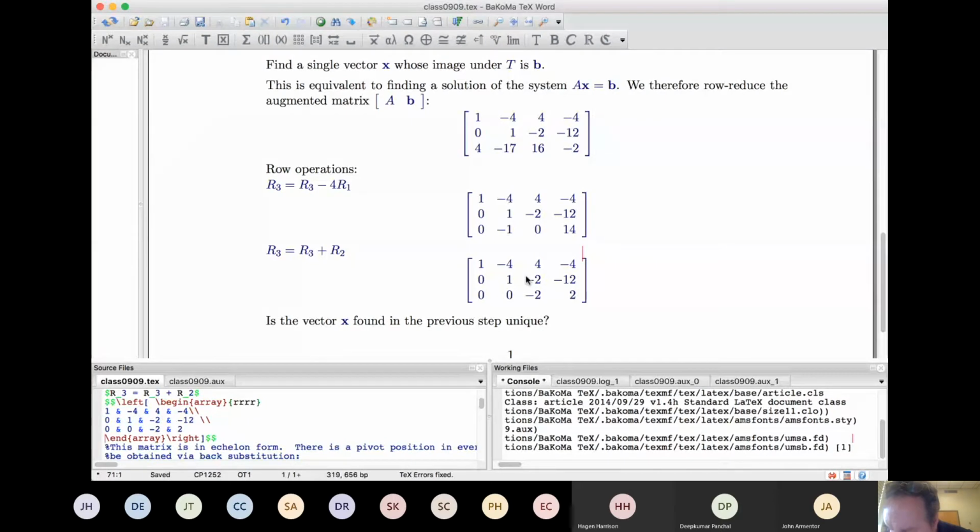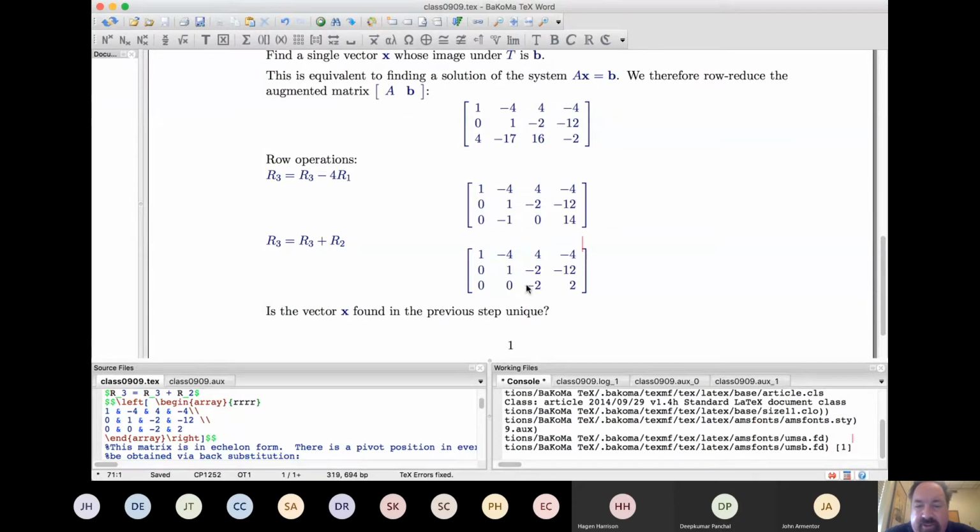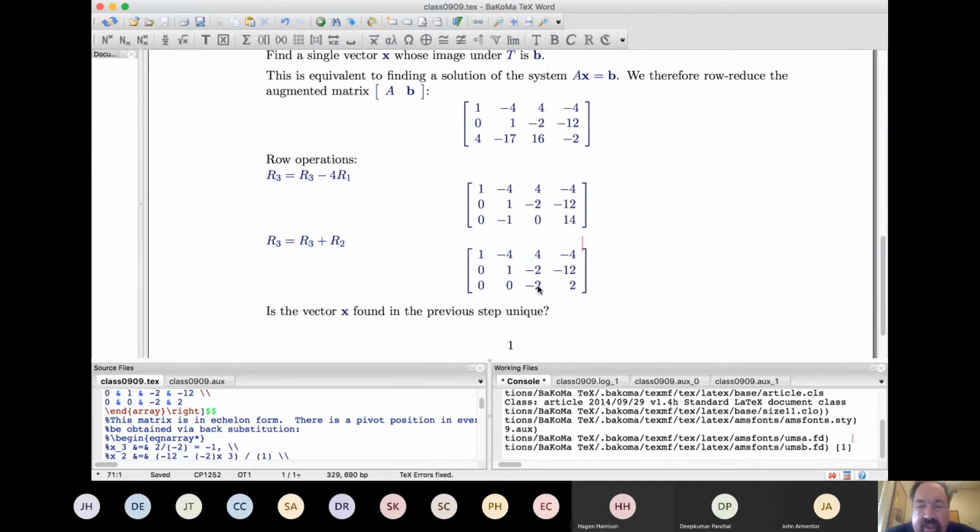Okay, all right. So now we see that the system is consistent, and we go ahead and solve for it. So we have this system of equations to solve, and we need to solve for x3, x2, and x1 by working with these equations starting from the bottom and working our way up.